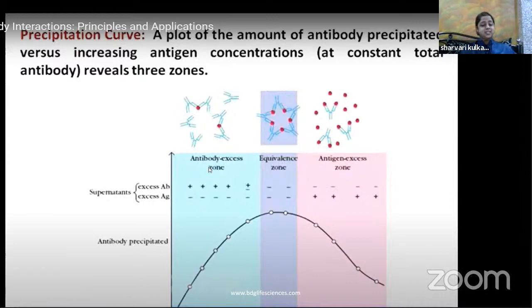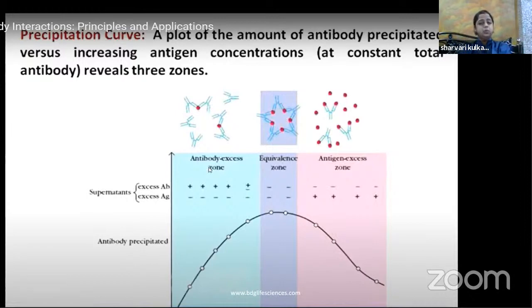So antibody is precipitated. If you see the curve, it goes on increasing. So in the supernatant there will be excess antibody and the excess antigen proportion is given. So in the initial portion, you will have the antibody excess zone. Now once the antigen is added, it will be the equivalence zone. At this peak, you will see the concentration of antigen and antibody is exactly equal. So this is where the precipitation is occurring at the maximum.